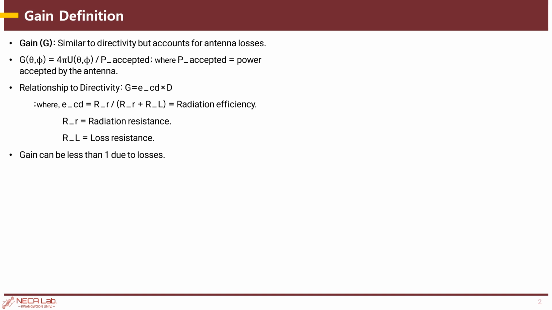Gain is related to directivity by the equation G equals ECD into D, where ECD represents the radiation efficiency of the antenna. Radiation efficiency is defined as the third equation, where Rr is the radiation resistance representing the part of the power that is radiated. RL is the loss resistance, which accounts for energy dissipated as heat and other losses.